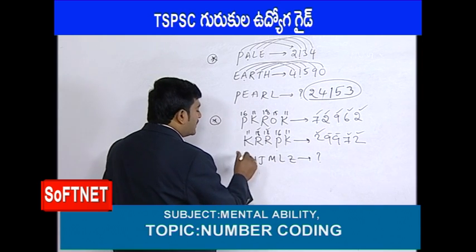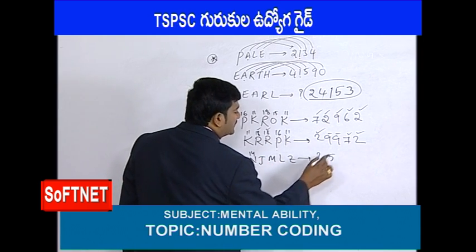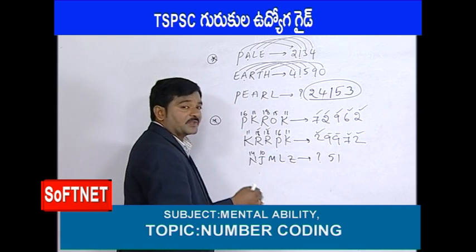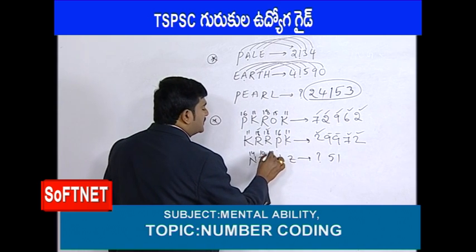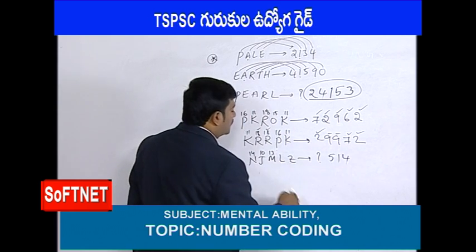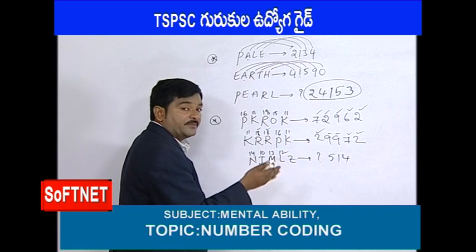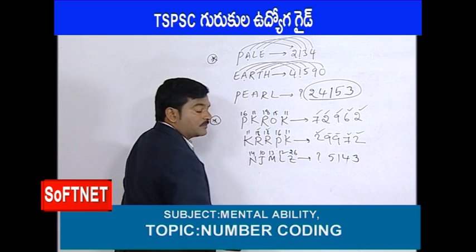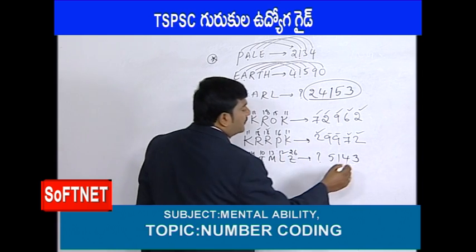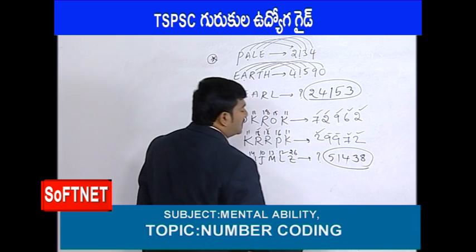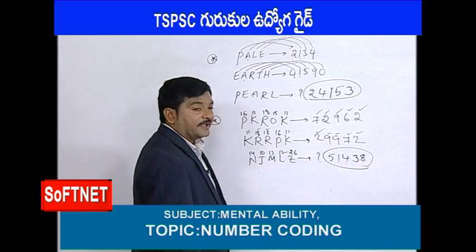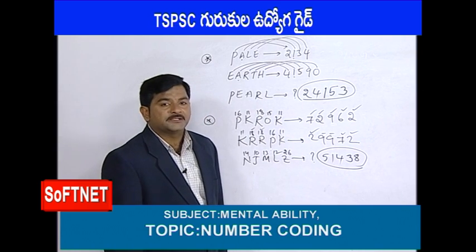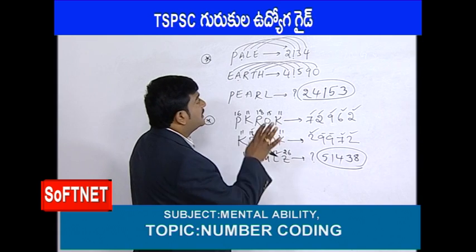So now N means what? 14. 14 means 1 plus 4, which is 5. J means 10. 10 means 1 plus 0. 1 plus 0 means 1. M means 13. So 1 plus 3 means 4. L means 12. 12 means 1 plus 2. 1 plus 2 means 3. Similarly, Z means 26th. 26th means 2 plus 6 is equal to 8. Hence, the code for the given word NJMLZ is 51438. This is also a very beautiful concept in number coding.